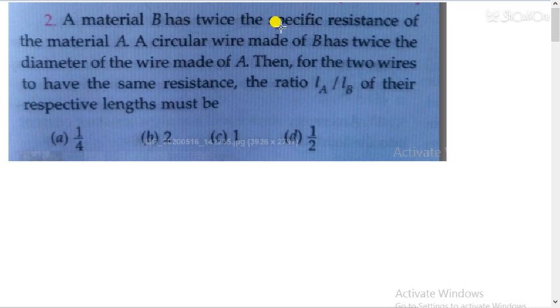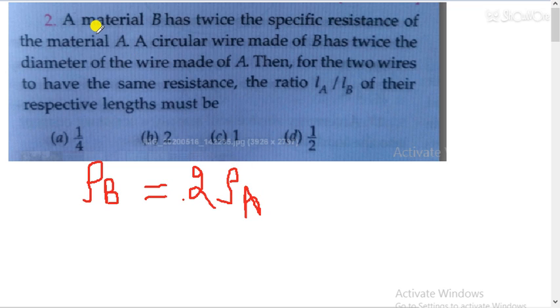A material B has twice the specific resistance of the material A. That means he is saying that, let me color it, the resistivity of B, specific resistance, is equal to 2 times the resistivity of A. He is saying this in the first statement. You can read: a material B has twice the specific resistance of material A.